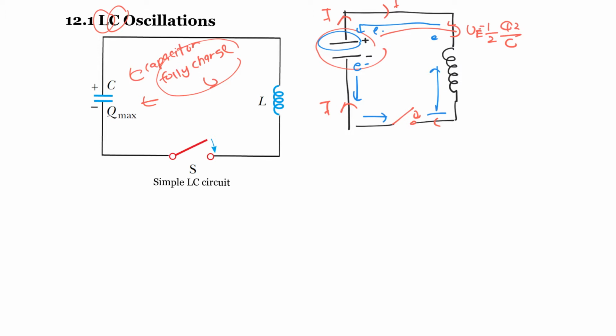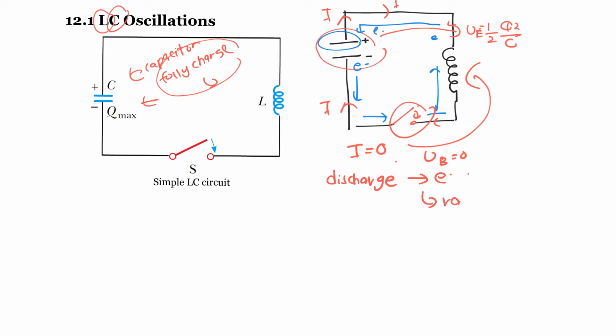Before the switch is closed, the current inside the circuit is 0, so the energy stored inside the inductor is 0. Because there is no change of current, there is no induced EMF. But once the capacitor starts to discharge, electrons start to leave the plate, and the rate at which electrons leave the plate is equivalent to the current inside the circuit.